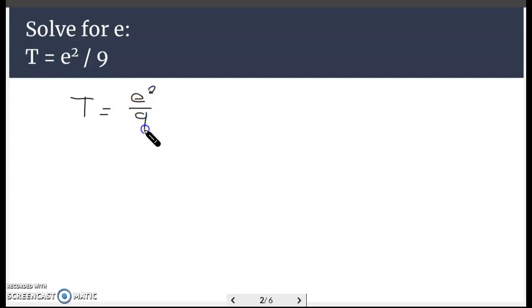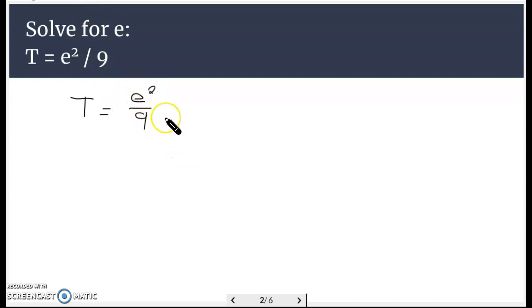We look at a couple things happening to e. It's being squared. It's also being divided by 9. We'll do the opposite of divide by 9. We'll multiply by 9. And then we have 9t equals e squared.